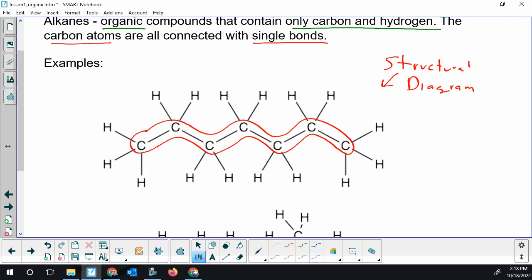So to name this, 7 carbons, you'd have to remember that chart, and 7 is hept. Then you'd look at all your carbon-carbon bonds. All the CHs have to be singles, so we're not even looking at those. All of those bonds are singles. This is a member of the ane family, and ANE is the ending that goes after the stem. So that name is heptane.